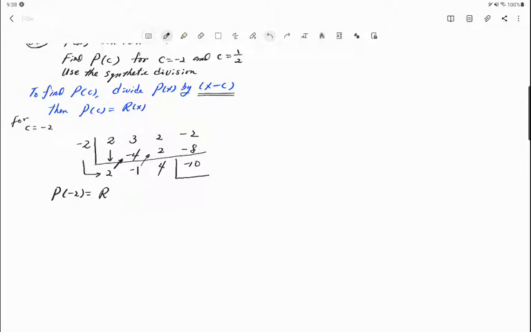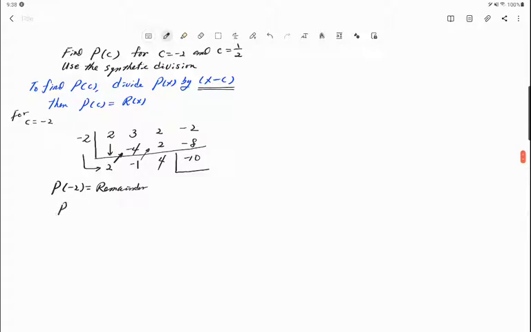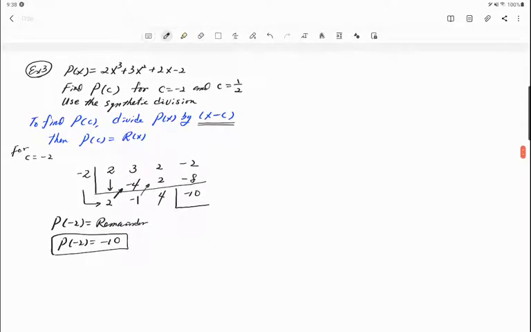Okay, let me write it. That's the remainder. What's the remainder? Negative 10. So p of negative 2 is equal to negative 10. That's it. Simple, right? Since we are using synthetic division, it's much easier to find the remainder. But you can just plug in negative 2 here. If you are not using synthetic division, then p of c is found by replacing x with negative 2.